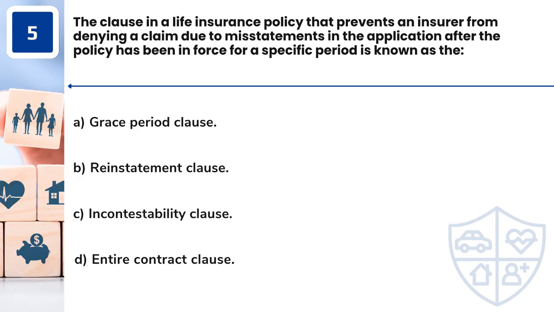Question 5. The clause in a life insurance policy that prevents an insurer from denying a claim due to misstatements in the application after the policy has been in force for a specific period is known as the A. Grace period clause, B. Reinstatement clause, C. Incontestability clause, D. Entire contract clause.